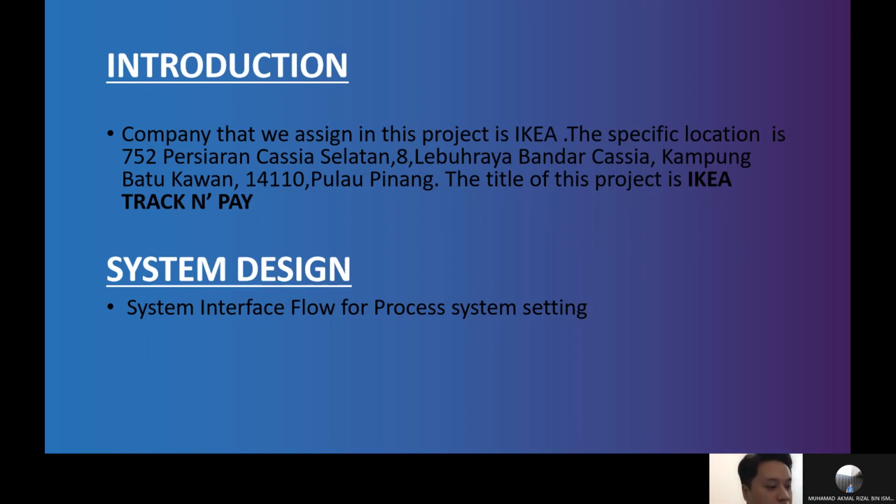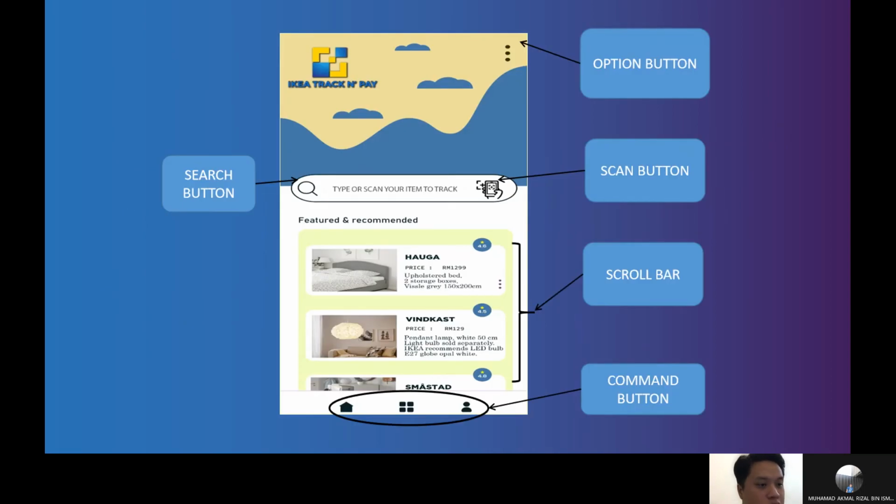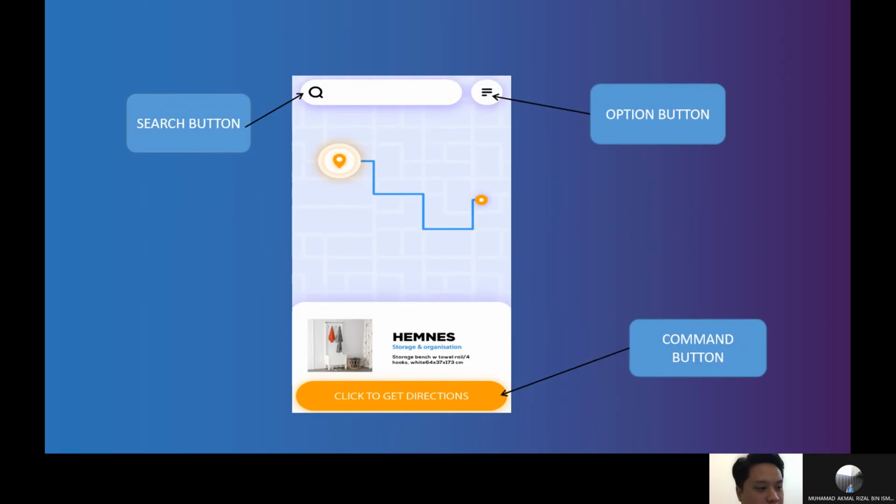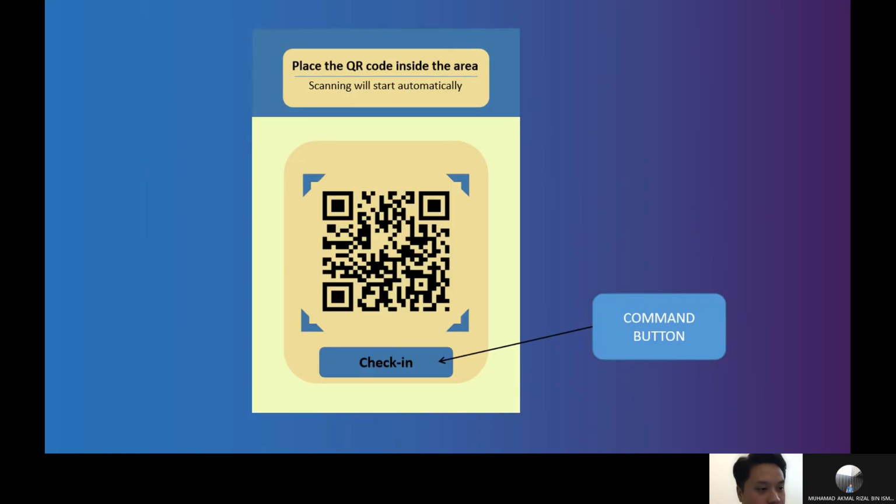Assalamualaikum. Today I'm going to present system design, system interface flow for process system setting. Okay, first, the interface for system setting is this, the main. They have option button, scan button, search button, scroll bar, and command button. Okay, next we have search button, option button, and command button. Okay, so this is for QR code. We have command button.